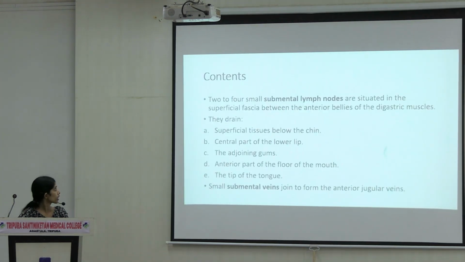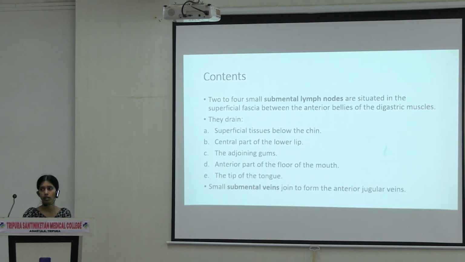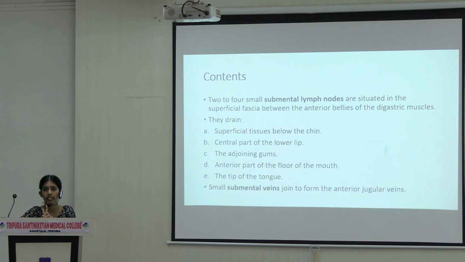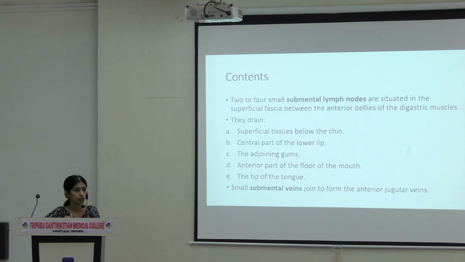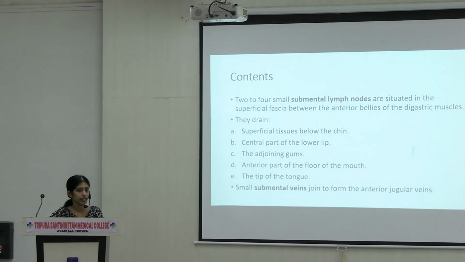Okay. Next, the contents of your submental triangle. 2 to 4 small submental lymph nodes are situated. Along with your submental lymph node, we have submental vein. These are the two important contents we see in this triangle. You have to remember the words submental lymph node and submental veins. Okay.